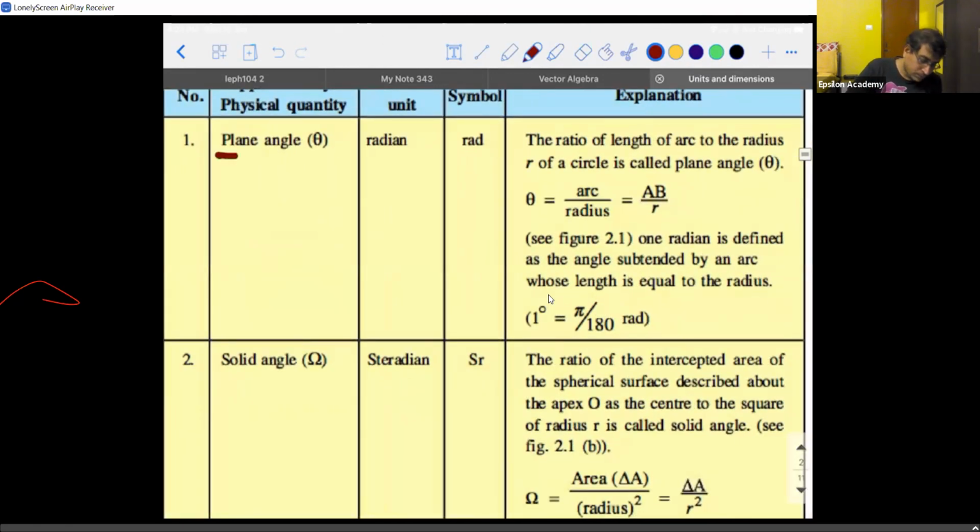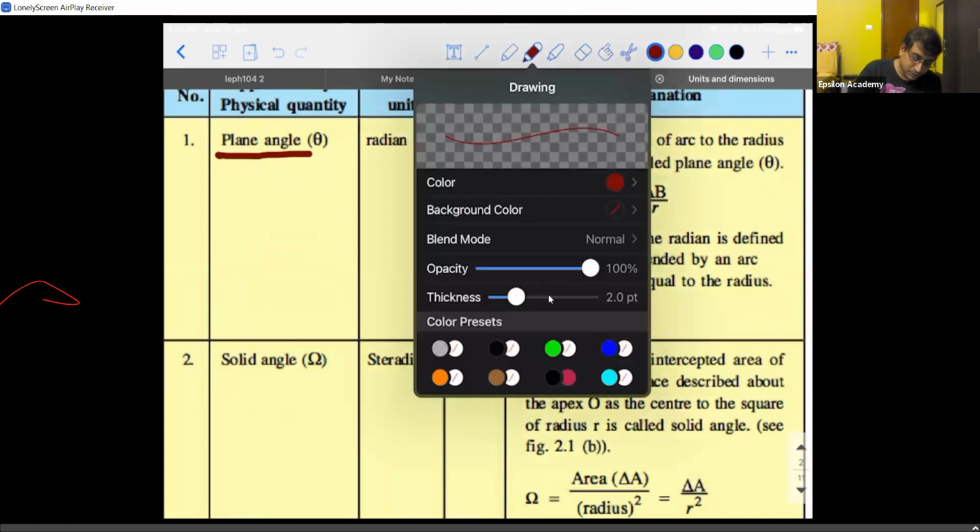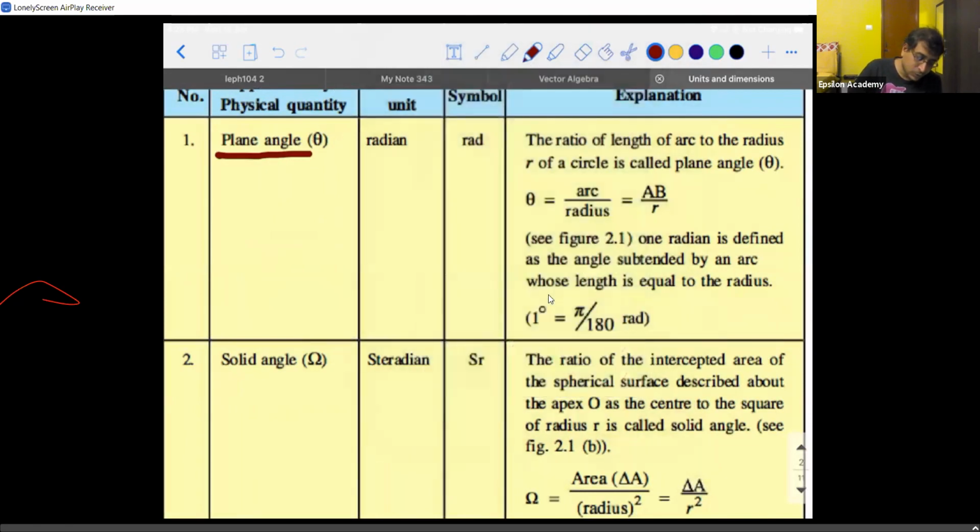So plane angle is basically represented by the symbol theta. And the unit which is used is radian. Yesterday I would have told you, right? There are two ways to measure an angle between two lines. One is in terms of degree, the other is in terms of radian, and the symbol used is rad. Let me explain this part alone. I want everybody to make a note.